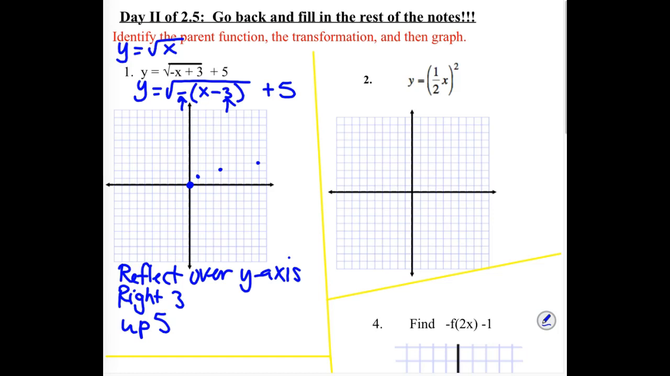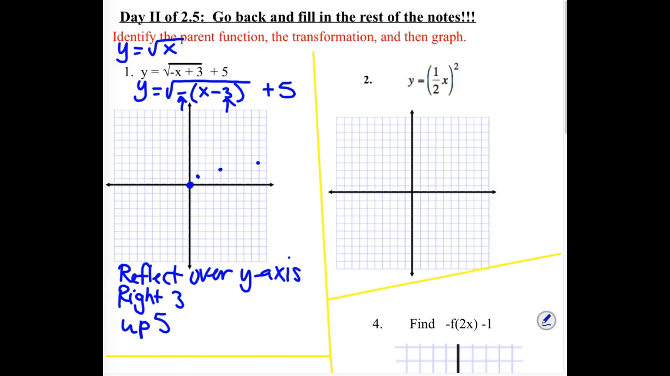Okay? So we are going to take the points that we've already plotted and we're going to do these 3 transformations. Some people like to take all the points and do the first transformation on them. In other words, reflect them over the y-axis. Then take all the points and move them right 3. And then take all the points and move them up 5. I go through and do 1 point and move it till it's in its final spot. Okay? But either way is fine.